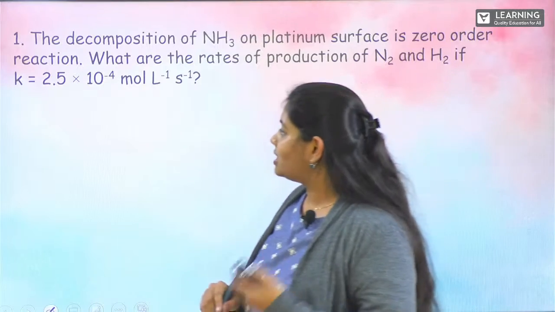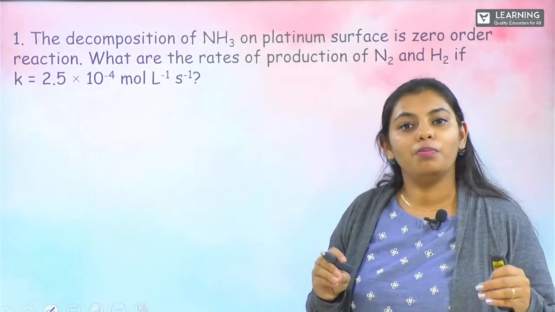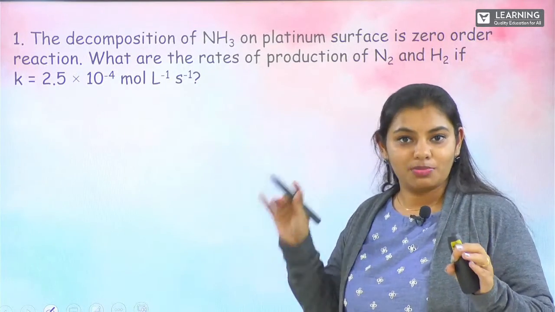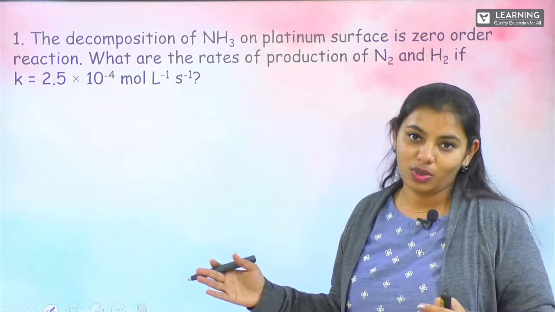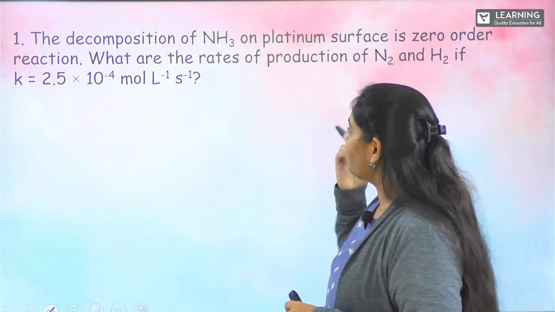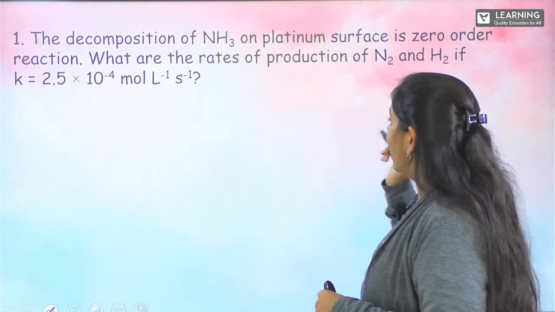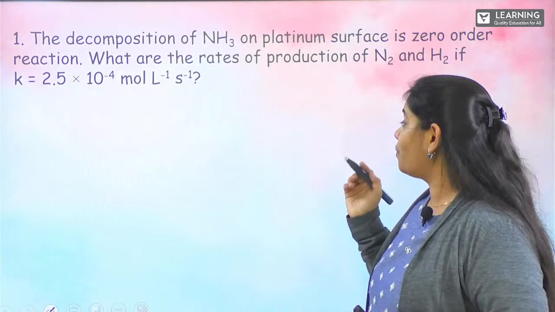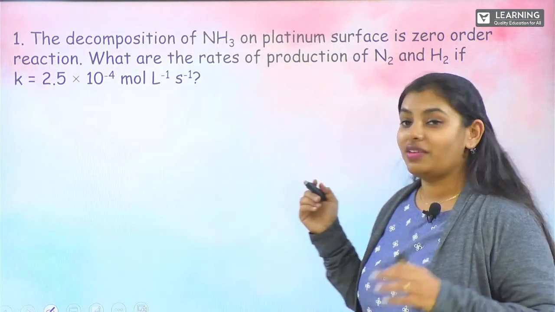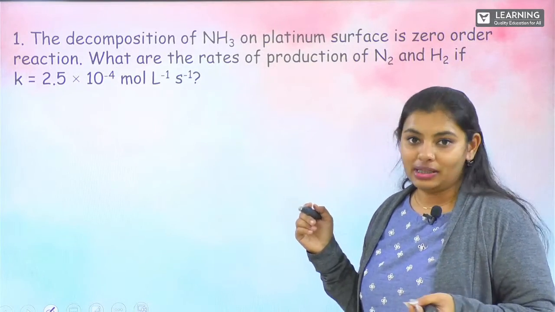Fine. So what is the problem saying? We'll first read the problem, as we know the drill. We'll read the problem, get the data given in it, and then proceed with our answer. So, the decomposition of NH3 on platinum surface is a zero order reaction. What are the rates of the production of N2 and H2 if K is equal to 2.5 into 10 to the power of minus 4 mole per liter per second?